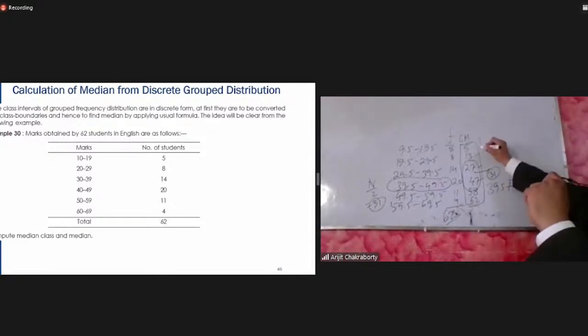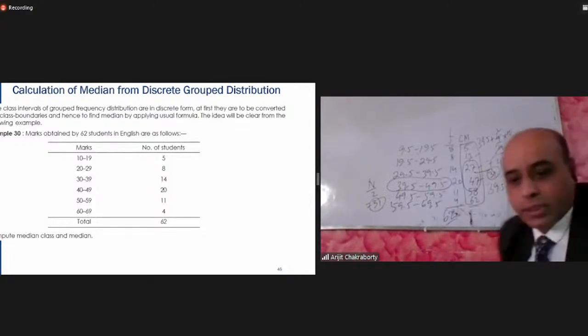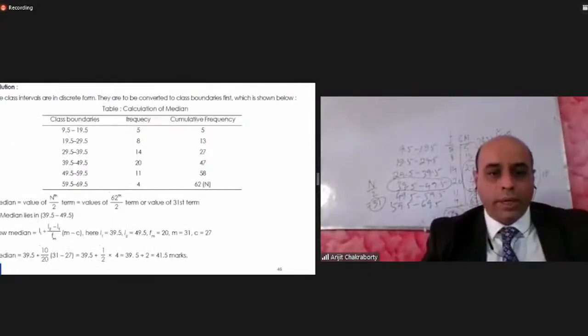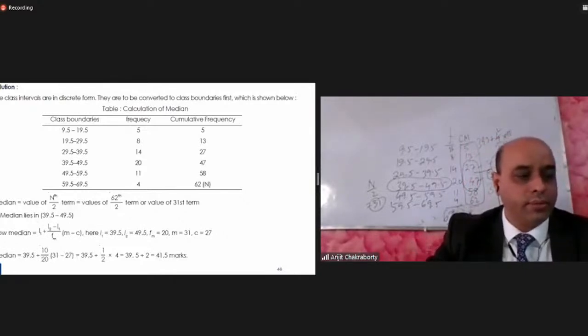So I'm getting 39.5 plus 31 minus 27, which is 4, divided by 47 minus 27, which is 20, into 10. So 10 2s are 20, 2 2s are 4. It comes to 41.5. This is what I'm getting. Let me just try it out and check the answer. Okay, the answer is 41.5. So we have done the median formula.